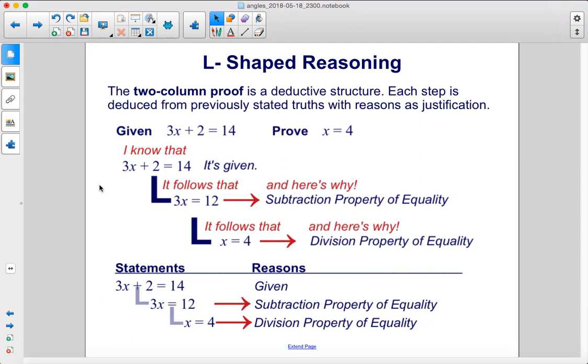L-shaped reasoning. The two-column proof is a deductive structure. Each step is deduced from previously stated truths with reasons as justification. So given that 3x plus 2 equals 14, prove x equals 4. I know that 3x plus 2 equals 14. It's given. It follows that 3x equals 12. And here's why. The subtraction property of equality. Then the next step, it follows that x equals 4. And here's why. Division property of equality. So you can see we have our statements and our reasons, just like this.